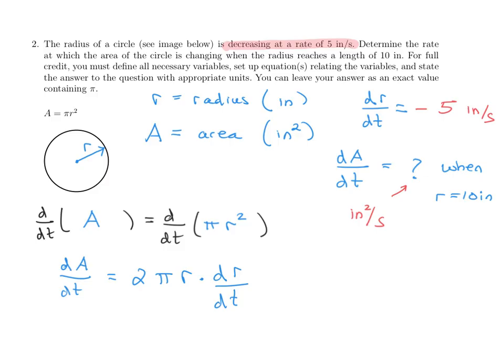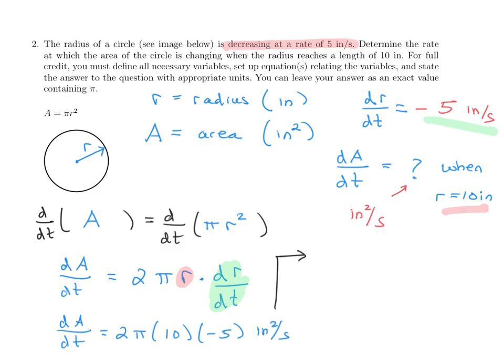Like, this is perfect. We're looking to solve for this, and we know what r is. R should be equal to 10, and we know what dr/dt is. That should be equal to this. So we can simply just plug those numbers in to solve for dA/dt. dA/dt is equal to 2 times pi times the radius, which is 10, times dr/dt, which is negative 5. And the units will be inches squared per second. I'll continue that work over here.